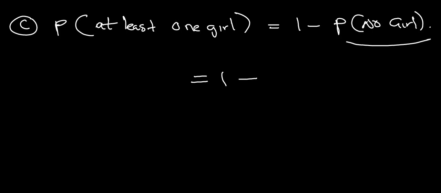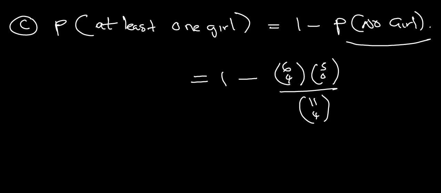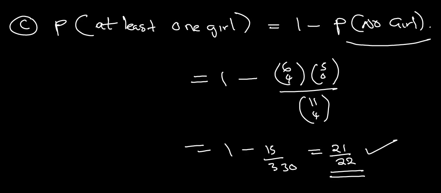So this is the same as 1 minus the probability of you not having a girl, which is going to be, because there were 6 boys, right? So 6 choose 4 multiplying 5 choose 0 over 11 choose 4. So this would be 1 minus 15 over 330. So this gives you your answer here.